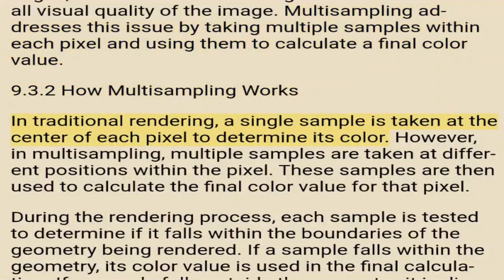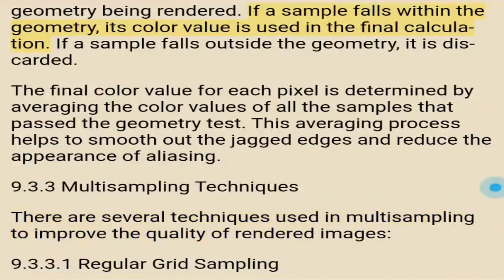In traditional rendering, a single sample is taken at the center of each pixel to determine its color. However, in multisampling, multiple samples are taken at different positions within the pixel. These samples are then used to calculate the final color value for that pixel. During the rendering process, each sample is tested to determine if it falls within the boundaries of the geometry being rendered. If a sample falls within the geometry, its color value is used in the final calculation. If a sample falls outside the geometry, it is discarded. The final color value for each pixel is determined by averaging the color values of all the samples that pass the geometry test. This averaging process helps to smooth out the jagged edges and reduce the appearance of aliasing.